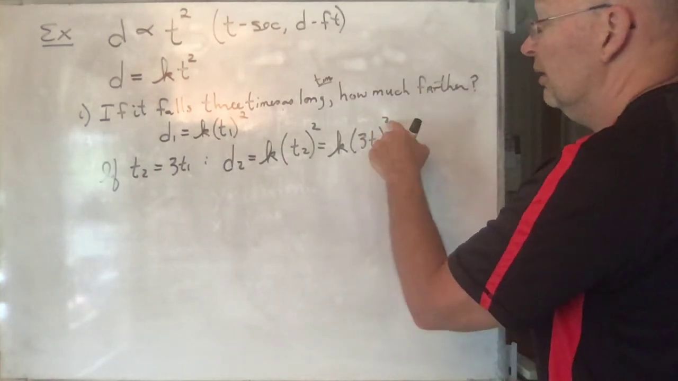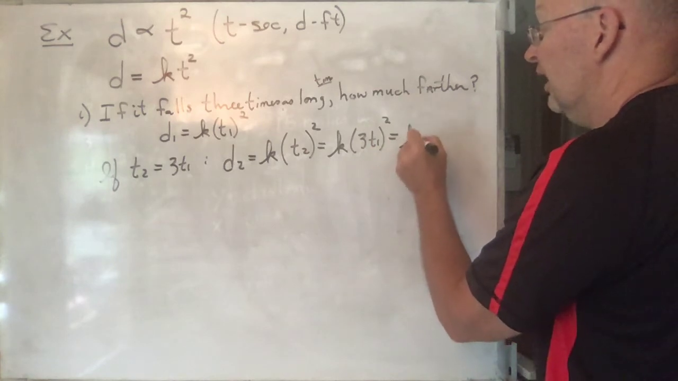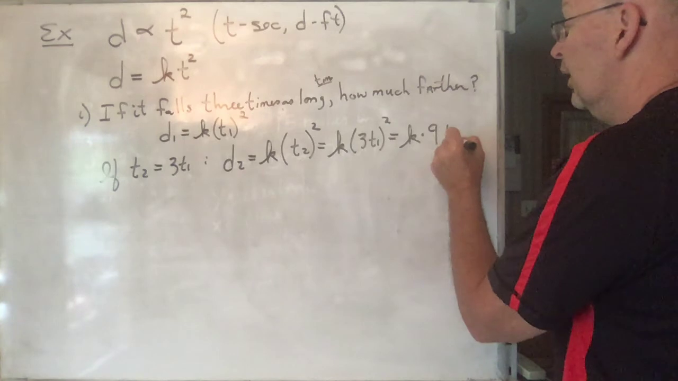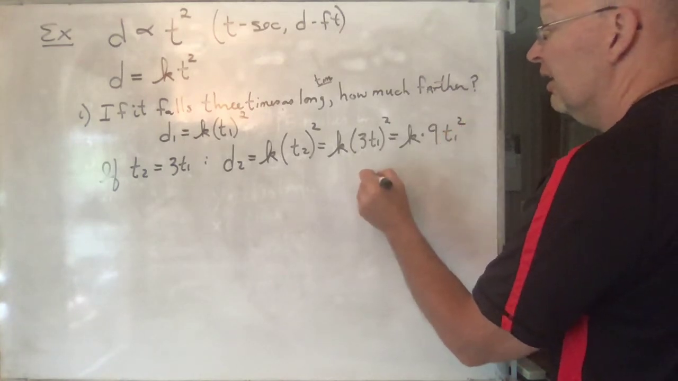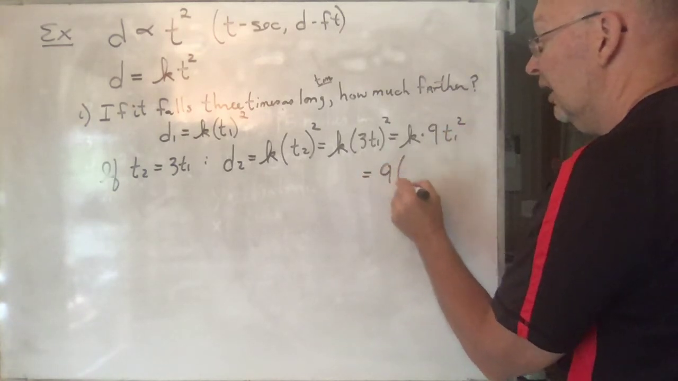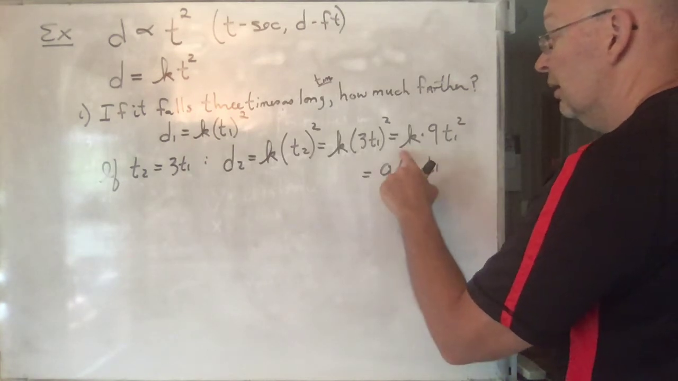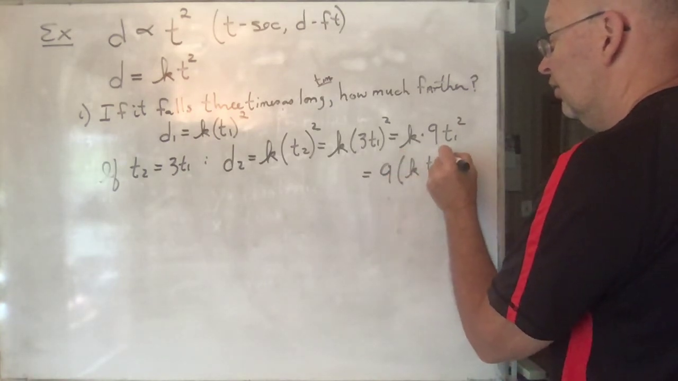And now you can square this out. You're going to get k times 3 squared, which is 9, times t1 squared. And notice that we have 9 times the quantity k t1 squared.